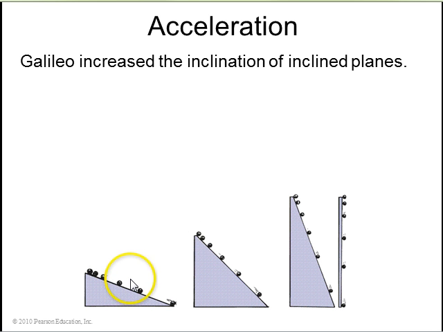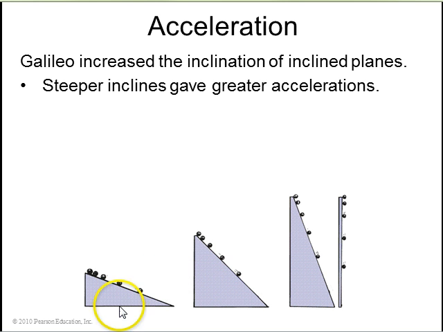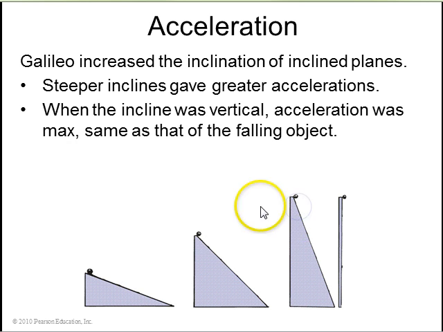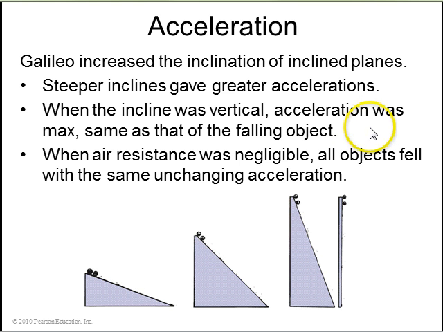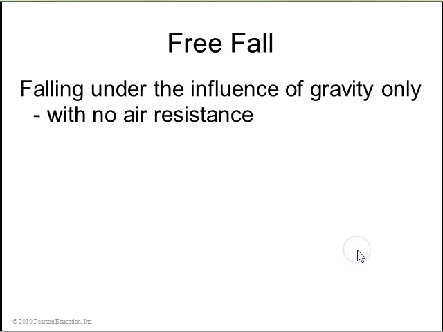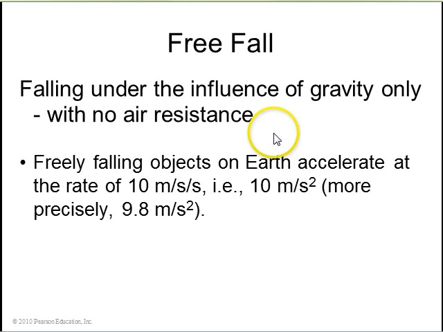So when Galileo increased the inclination of his planes, he found that the balls roll down with greater accelerations. And when he got to a vertical incline, he got to some maximum acceleration, which is the same as if you just drop it with no incline at all. So when air resistance is negligible, all objects fall with the same unchanging acceleration. And that was called free fall.